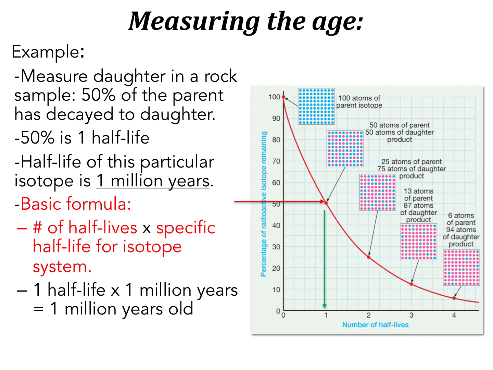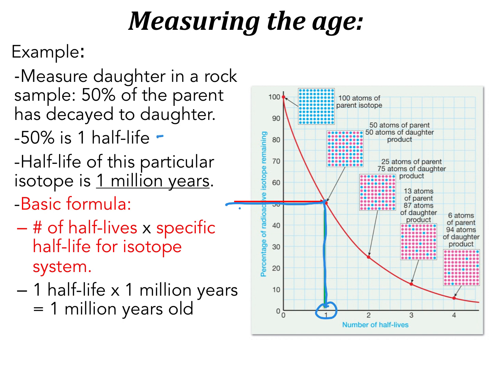So let's walk through an example. Let's say we have measured the daughter isotope in a rock sample, and we have found that 50% of the parent has decayed to daughter. So if we look on our graph, we have 50% of the parent left. And if we read down the graph, that means one half-life has occurred. So that isotope has been decaying for one half-life, and we know that simply because there's 50% of the parent left.